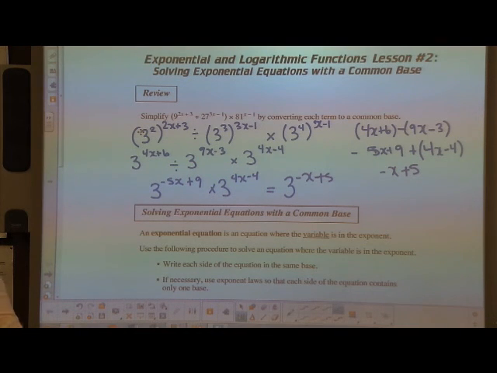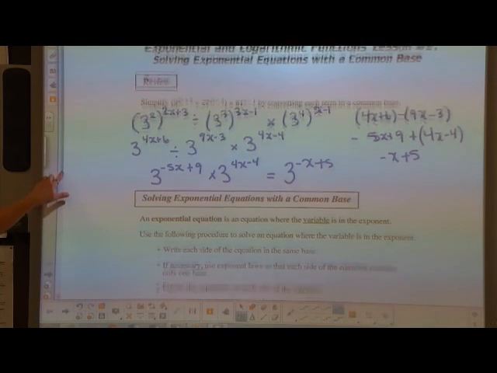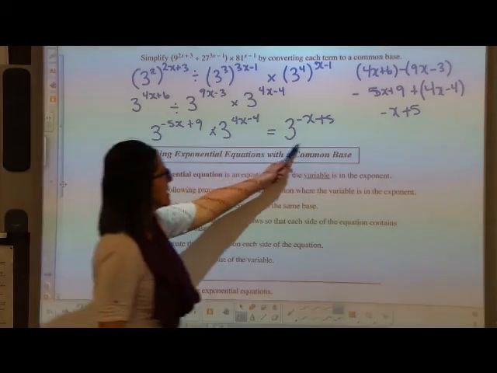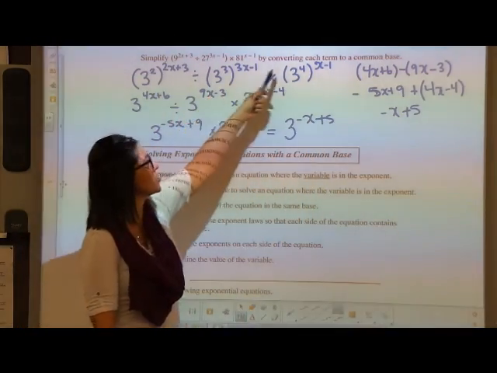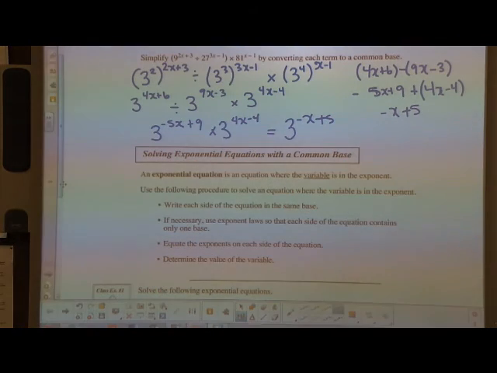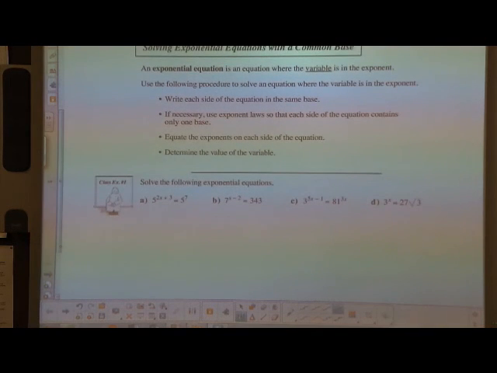Okay? So an exponential equation is an equation where the variable is in the exponent. This is an exponential expression. These were all exponential expressions because the variable appeared in the exponent. When we want to solve an equation where the variable is in the exponent, we want to use common bases. So we want to rewrite the bases so that they have a common base, like taking 81, 27, and 9 and writing them all as bases of 3.